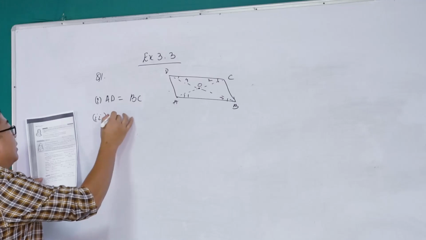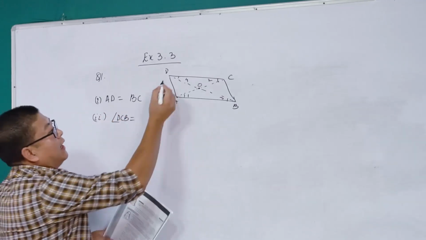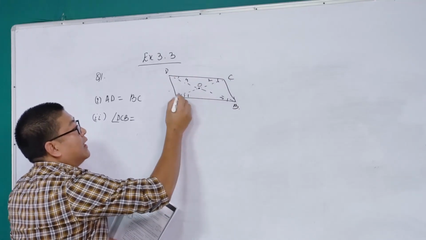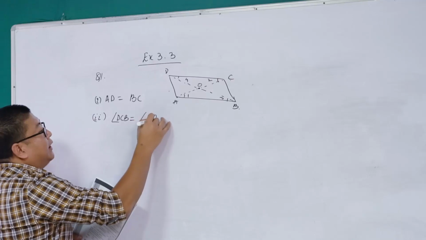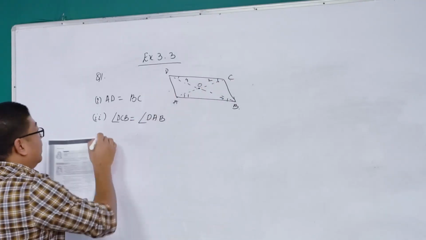Question number 2. Angle DCB is equal to this angle, angle DAB, because opposite angles are equal.